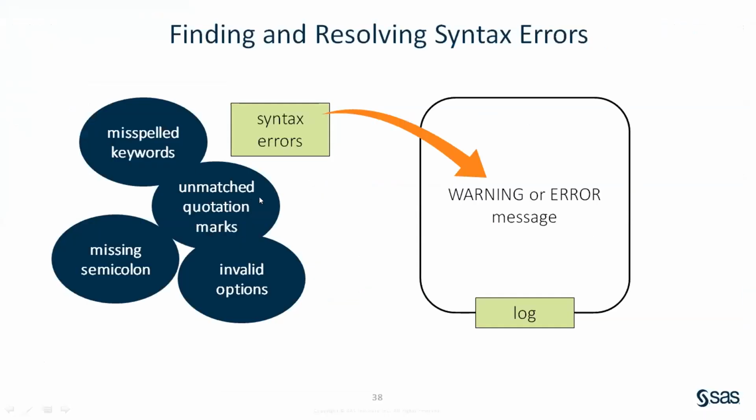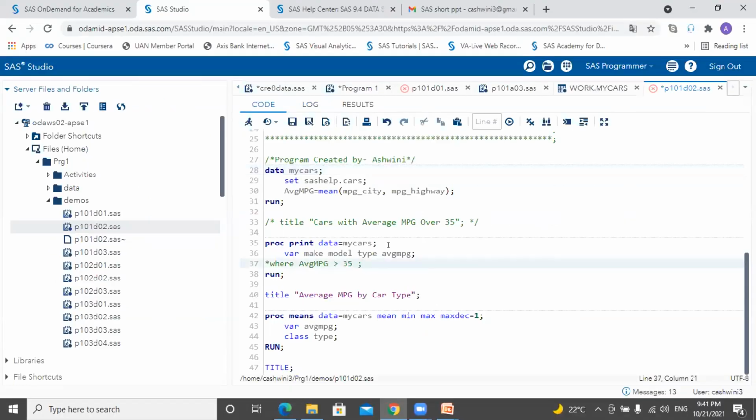Next is unmatched quotation. So what are quotation marks? Look at this title. Anything which you give in quotations is text. In case I miss the end of my quotation, see the color change? See, everything is becoming pink. That means the title statement was starting with this and it's not finding the end of your title. So this is another syntax error, which is unmatched quotation.